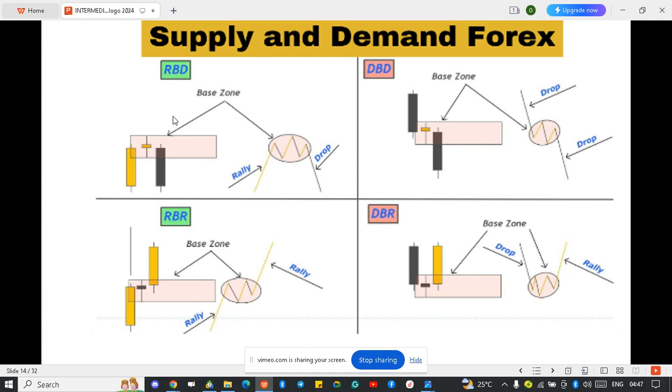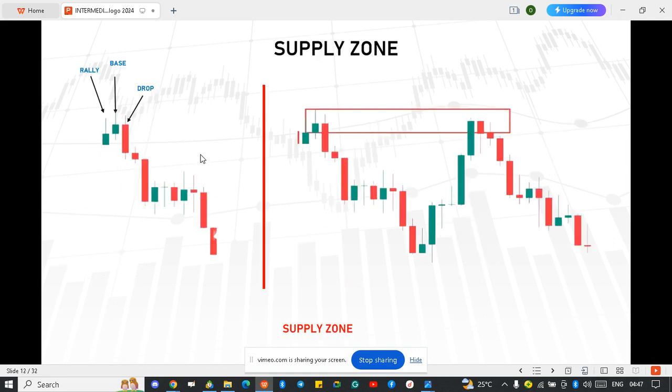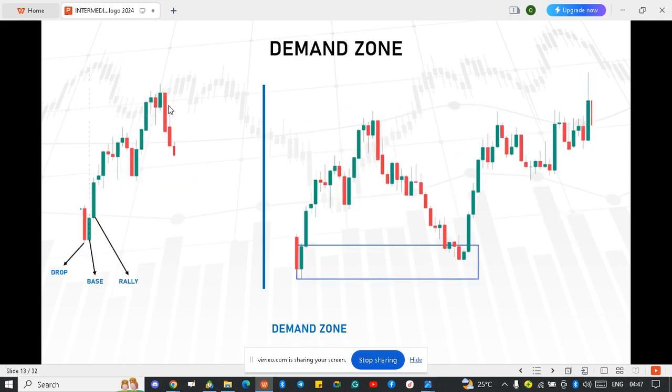So what do I mean by that? Let's say, for example, instead of one base here, I have 2 or 3 bases, because sometimes you could have 2 or 3 bases, like what I have here. This is a rally, a base, and a drop. It is an example of a supply zone, but here the bases are many. Now the more the bases, the more it points that the zone is likely to be weak.